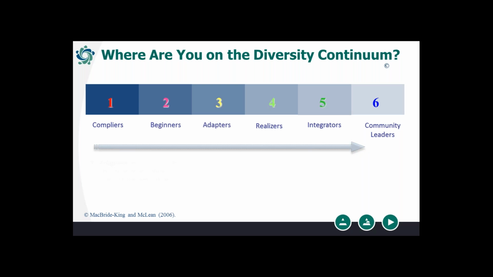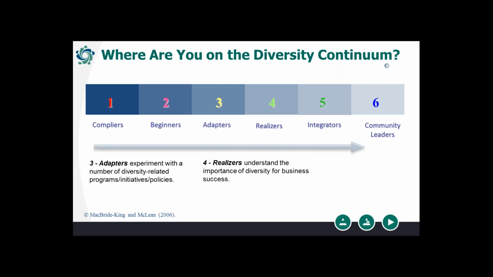Adapters, and Sarah, you could click on this one. So adapters really experiment with a number of diversity programs, initiatives and policies. They put their foot in the water, and they're starting to have some policies and some initiatives. At this point, though, it's still seen as an HR responsibility. So there's not that embracing of the whole organization. But things are happening.